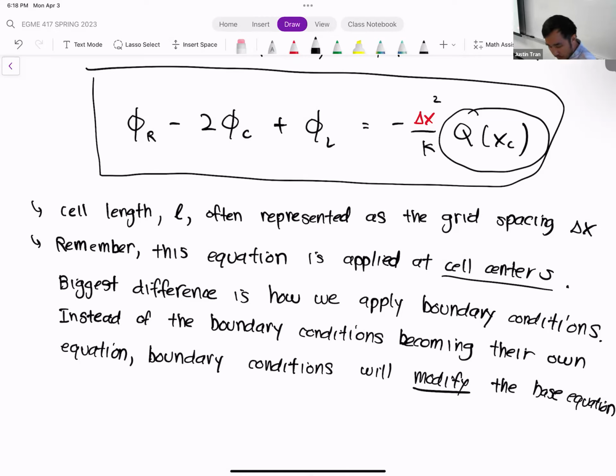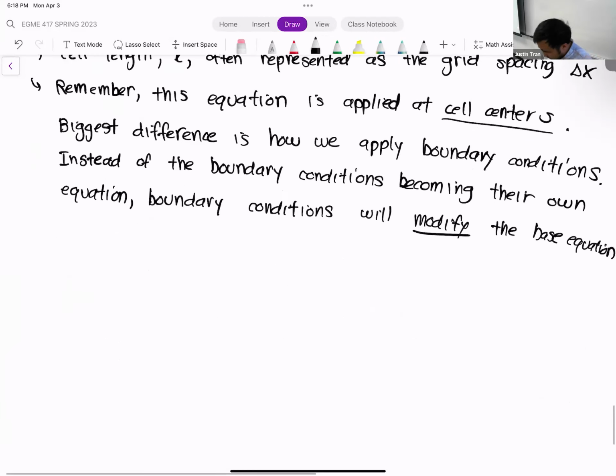All right, so the next thing we're going to do today is learn how to apply boundary conditions to finite volumes. All right, any questions on this? Okay.